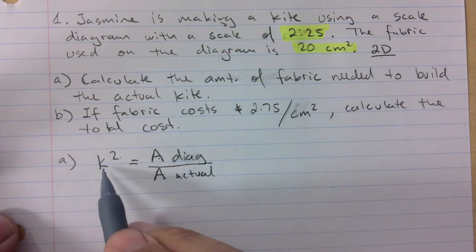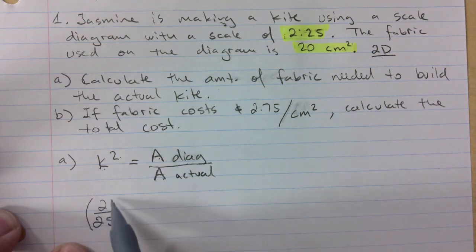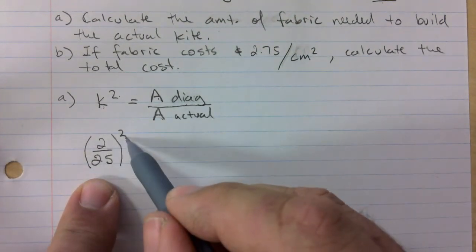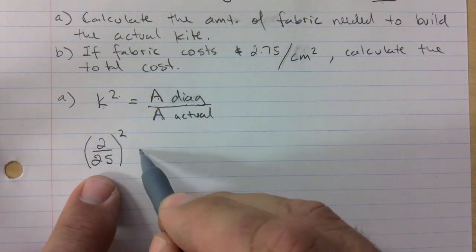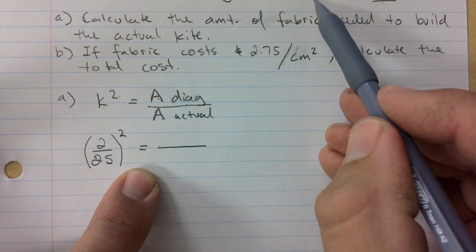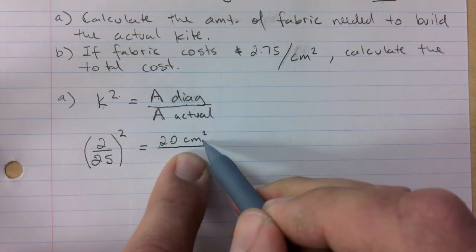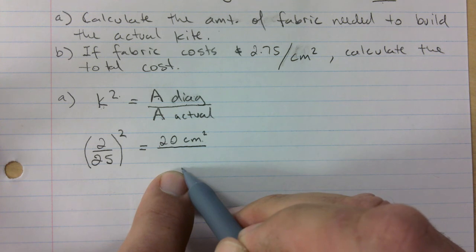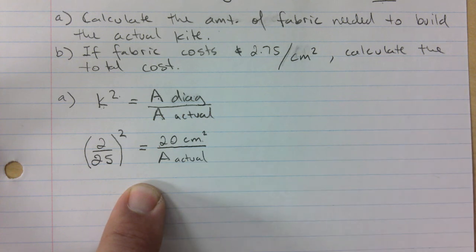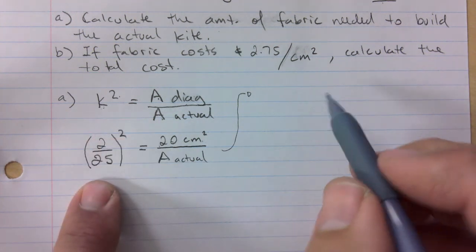Remember 2D, you're going to go to this one that has the K squared and that relates the areas. So what do I know? I know K. K is 2 over 25. I'm going to square it. Don't forget to square it like that. Watch how I put the whole thing in brackets and I square it. I have the area of the diagram, which is 20 centimeters squared. And watch this. These are the only units that appear, so your final answer will be in centimeters squared, which is the area of the actual.